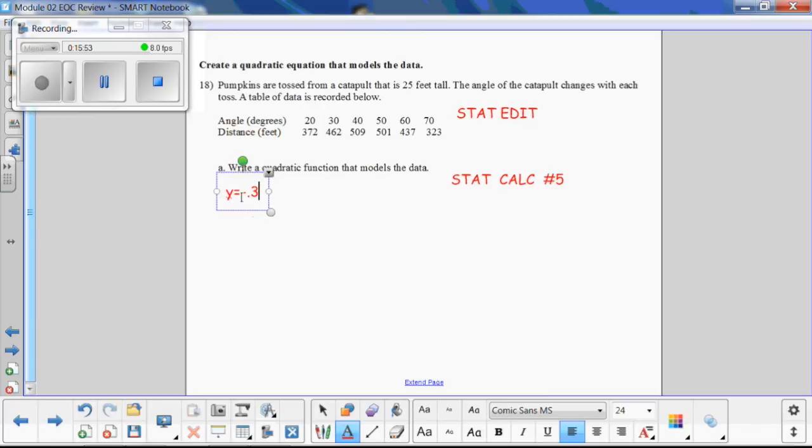So this one gives us -0.3x². And then my b is 22.3. And my c is just 23.